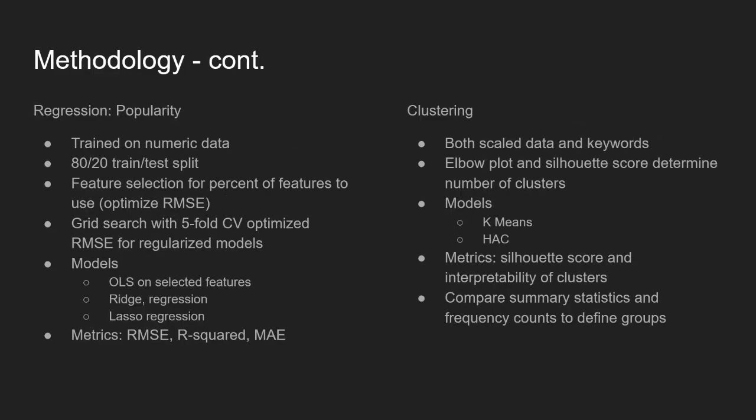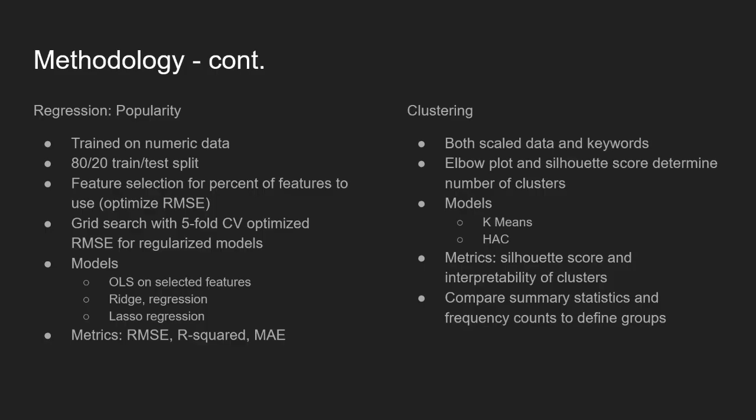Regression models trained on numeric data with an 80-20 split will be used to predict popularity. Feature selection will identify the ideal percent of features to keep, and grid search will find the ideal alpha values for regularized models. RMSE will be the optimization metric. Models include OLS on the selected features, ridge regression, and lasso regression, and they will be evaluated based on RMSE, R squared, and MAE.